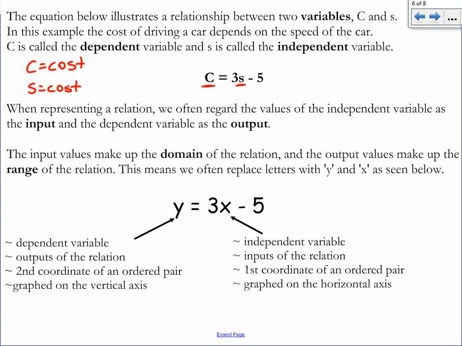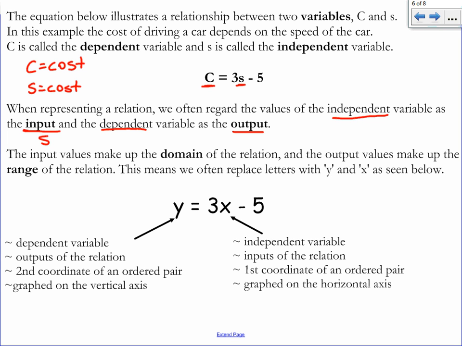When representing a relation, we often regard the values of the independent variable as inputs and the dependent variable as output. So the independent variable is the input, and the independent variable was S. The dependent variable is the output, which is C. Remember, we just described them as dependent and independent above.